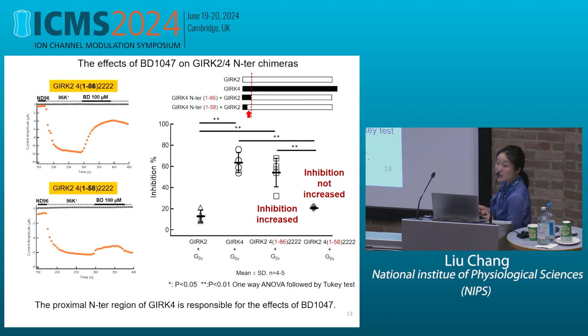Here are another 2 N-term mutant chimeras. The difference between them is that one of them contains the whole N-term from GIRK4, and the other one only contains the distal region of GIRK4. In the experiment, we found if the chimera contains the whole N-term from GIRK4, it shows strong inhibition. When it only contains the distal region of GIRK4, it shows weak inhibition. So combined with this data, it suggests that it is not the distal region of GIRK4, but this proximal region of GIRK4 on the N-term that is important and responsible for the effects of BD.